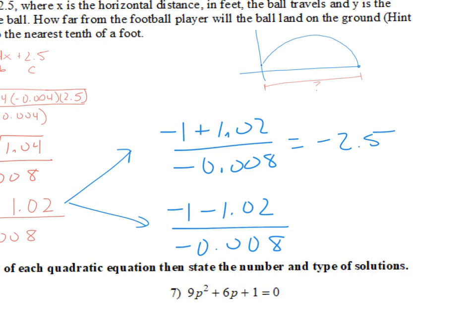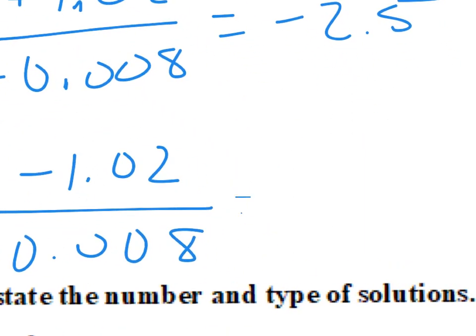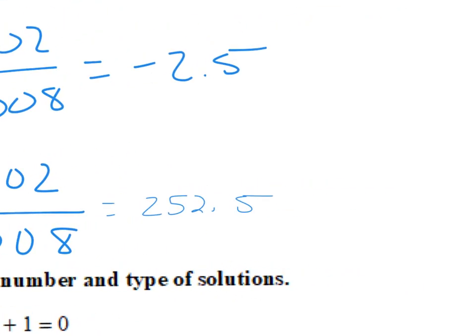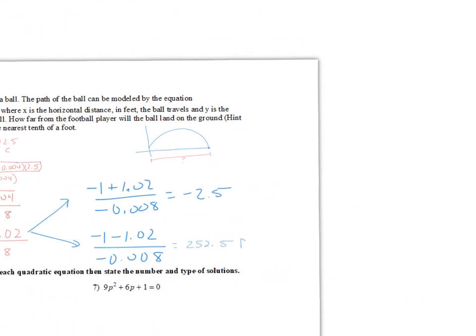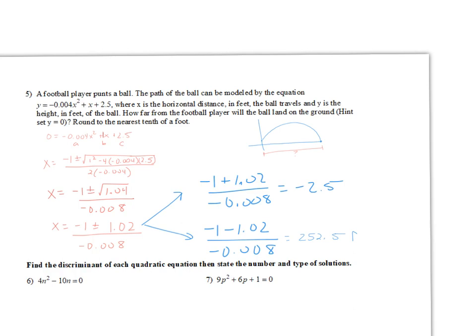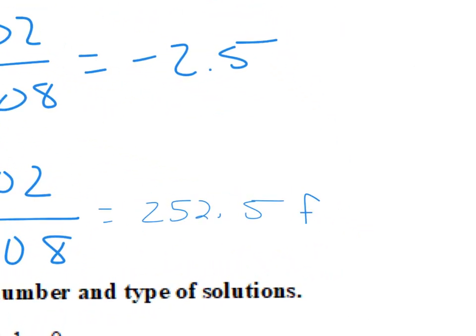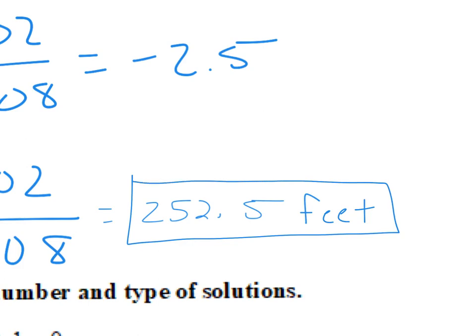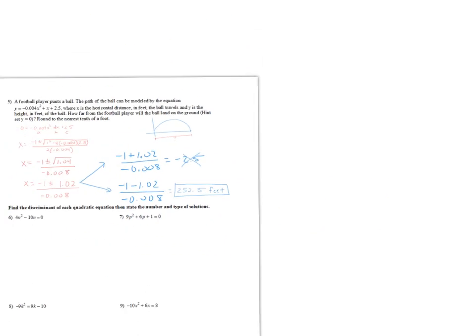All right, and then on the second part there, we've got 2.02 divided by 0.008, and I got 252.5. That's a pretty good kick. And is this in feet? What is this in? Yeah, in feet. So they kicked the football 252.5 feet. This guy's out because you can't go negative.